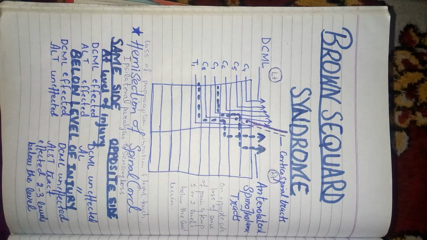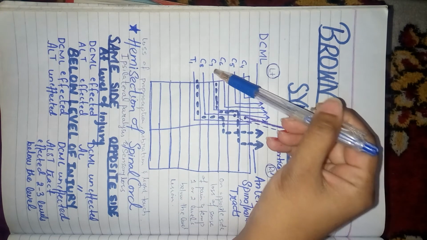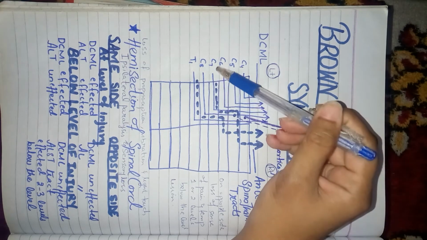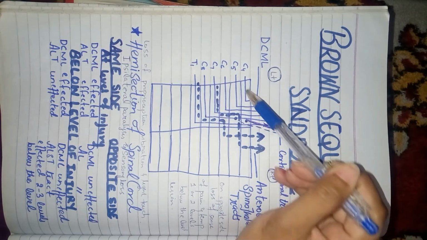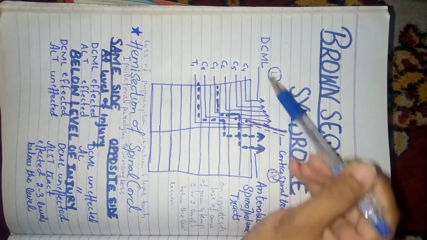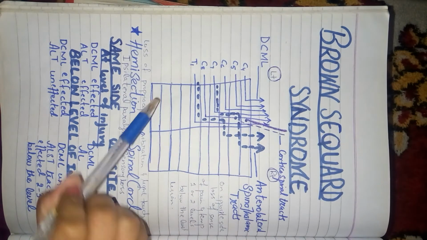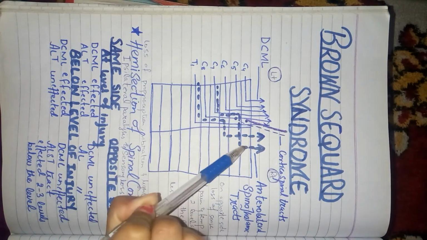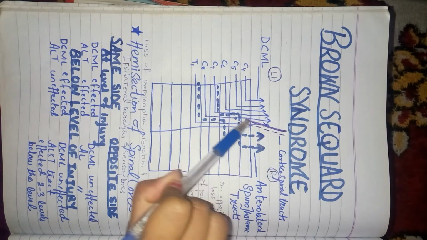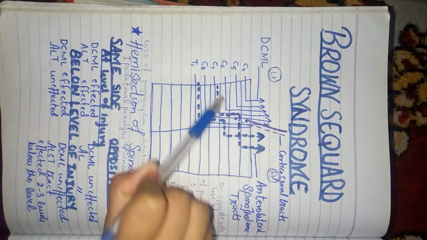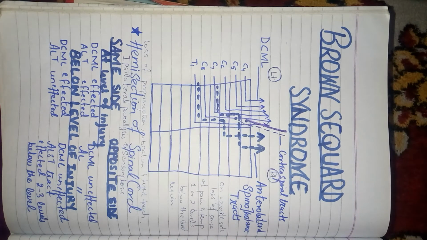Let's consider that the injury is at the level of C7. Injury is at the level of C7. These blue arrows show the DCML tracts. These big dotted arrows show the anterolateral spinothalamic tract. This one shows the corticospinal tracts, and these are the levels of the spinal cord.